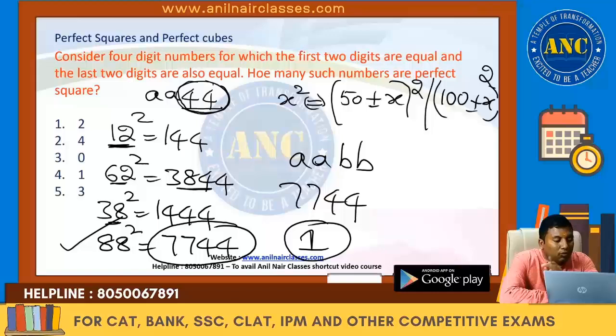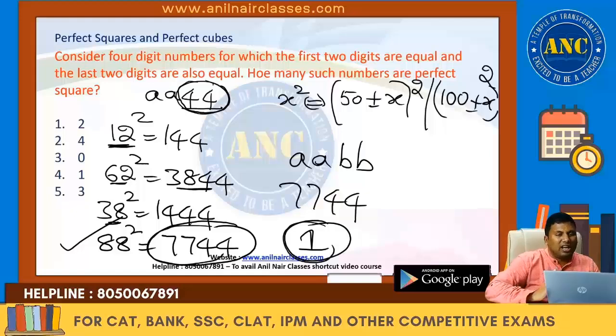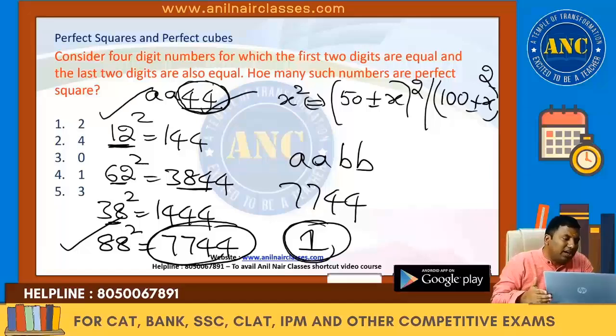Now, if you observe, the only number which will satisfy this equation is 7744 and it is one. I hope the logic is clear. Multiple concepts are used in this logic. A perfect square never ends with 2, 3, 7 or 8. Also, x square, 50 plus or minus x square, 100 plus or minus x square have the same last two digits. That logic also I used. The entire idea is finding the units place and finding the lowest number on square. Please make a note of this important question.